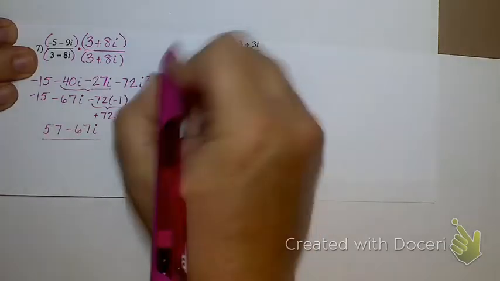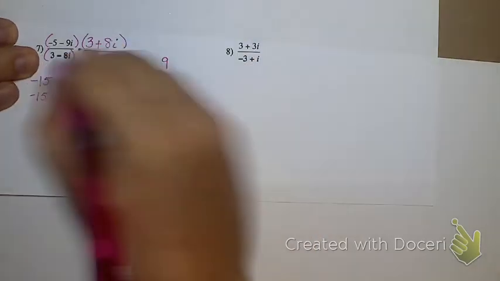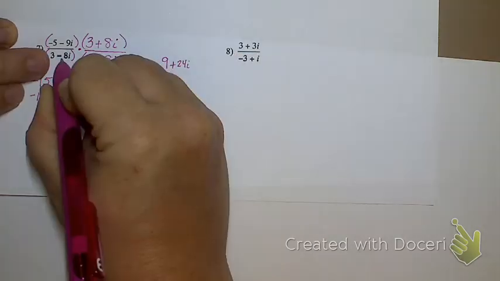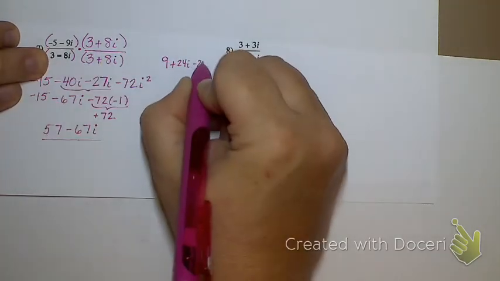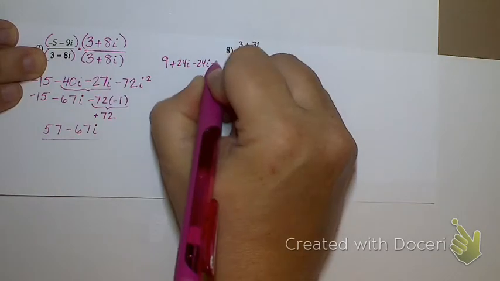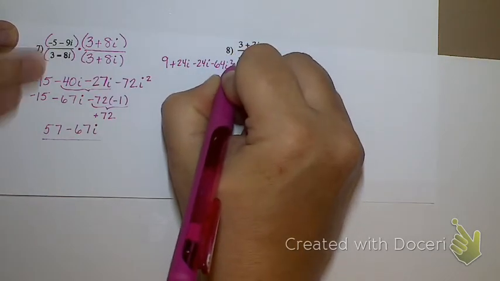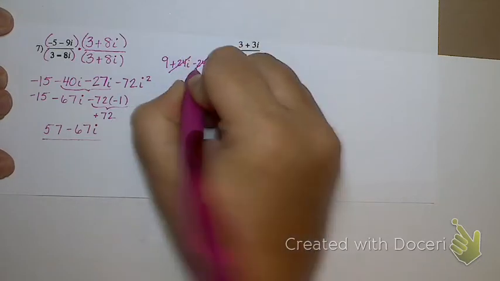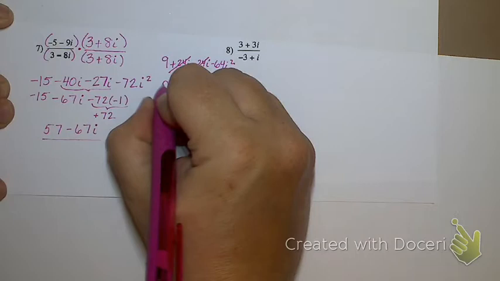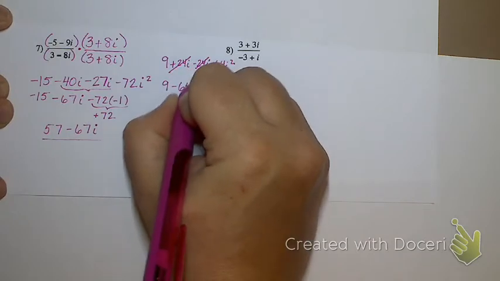My denominator, let's look at that. 3 times 3 is 9. 3 times 8i is 24i. Negative 8i times 3 is negative 24i. And negative 8i times positive 8i would be negative 64i squared. Again, if you did the correct conjugate, those middle terms drop off. So you have 9 minus 64i squared.